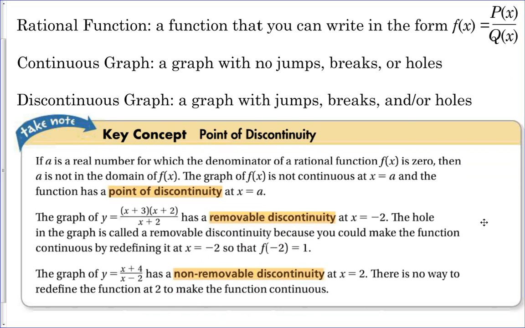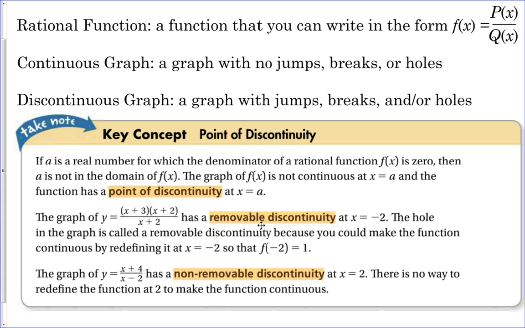Now, these three highlighted words are also vocab. They're called points of discontinuity. So, if a is a real number for which the denominator of a rational function, f of x, is 0, then a is not in the domain of f of x, the graph of f of x is not continuous at x equals a, and the function has a point of discontinuity at a. Points of discontinuity basically is when you have a point where your graph is not defined.